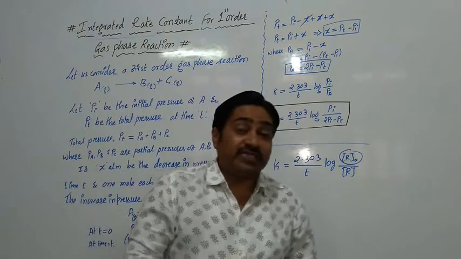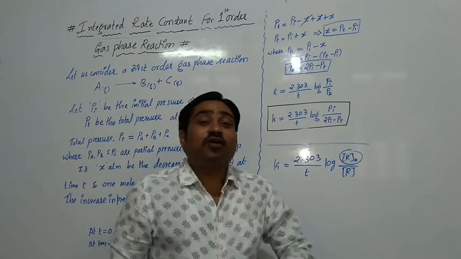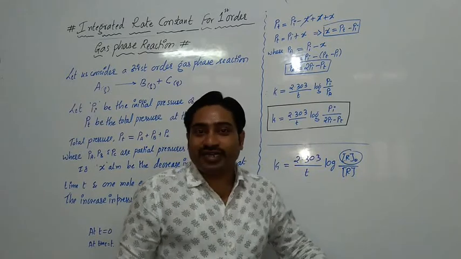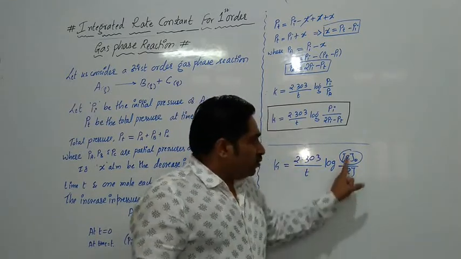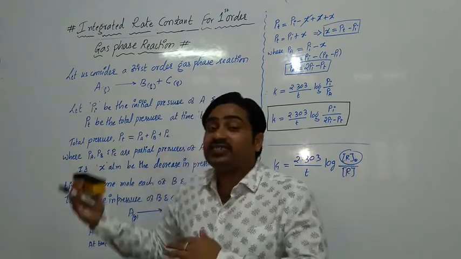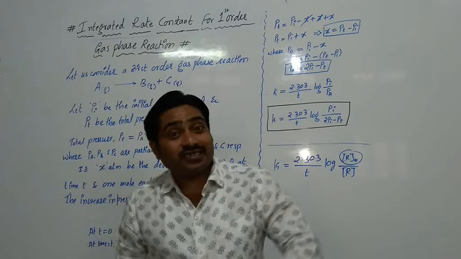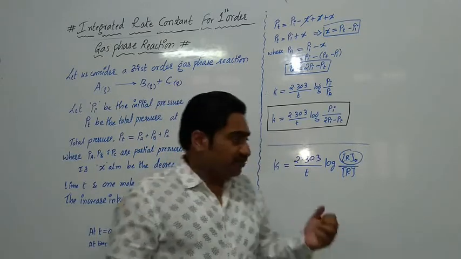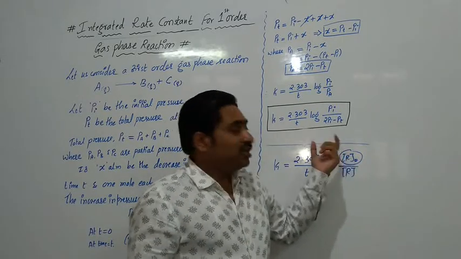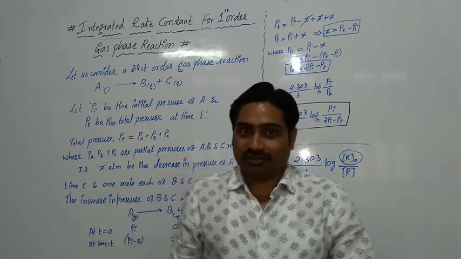Dear students, please remember, for liquids we consider concentration, isn't it? R naught is the initial concentration and R will be the concentration of reactant at given time T. We consider concentration only for liquid solutions. Now we are considering a gaseous phase reaction. The reaction takes place in gaseous phase means the reactant is also a gas and the products are also gases. For such a condition we cannot take the concentration of a gas, isn't it? So for that purpose we have to replace these concentration terms by pressure.